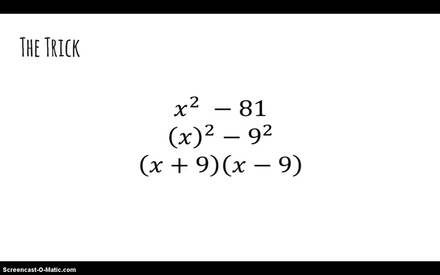Okay, and what you'll find is if you FOIL this out, you'll end up with a plus 9x and a minus 9x that will then go away. So you'll have like a 0x term in the middle, and then x times x is x squared, 9 times negative 9 is negative 81. That's where the trick is. That's what the trick does. That's how it works.